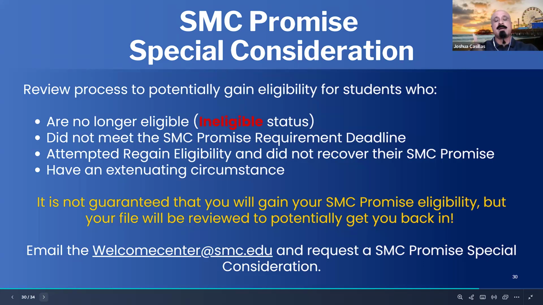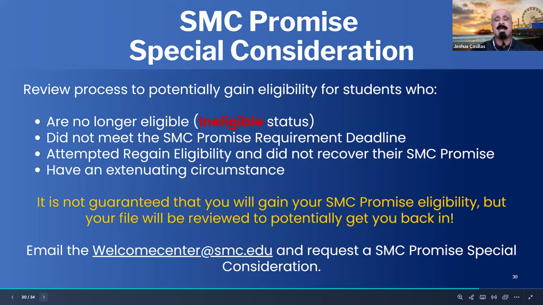The drawback is also I'm gonna have to pay for this current semester's fees, right? So I send an email to the Welcome Center, say, hey, my name is Josh Casillas. My student ID number is this. This is what transpired. When you do an SMC Promise special consideration email, just do it once. We'll keep the same thread. We review and we add and we respond to that thread. Don't start new threads. It gets kind of confusing. There's multiple people that respond to these emails.